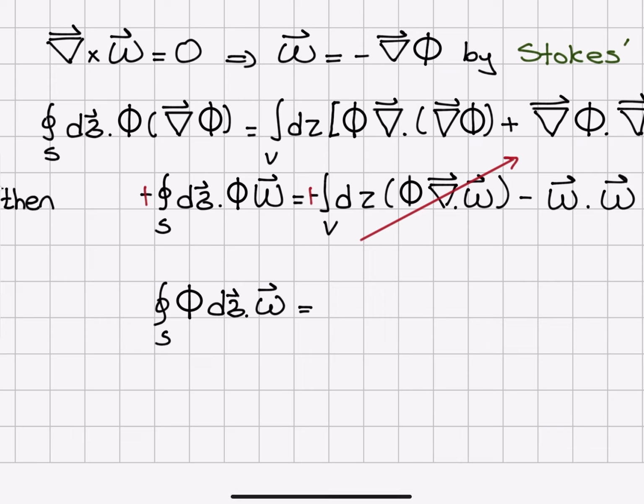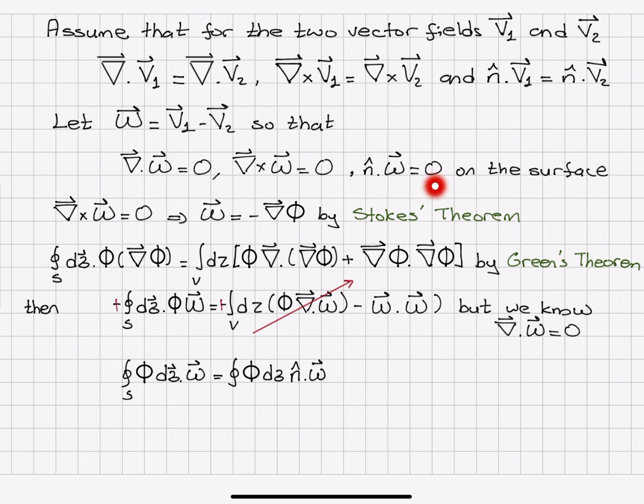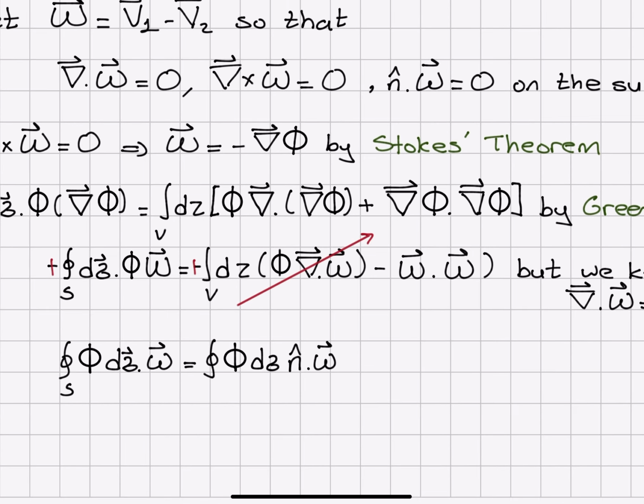This is equal to phi d sigma n hat dot w, because we know that n hat dot w was 0, so this part of the integral is also 0. Therefore, this part is equal to phi d sigma n hat dot w integrated over the surface S, and because n hat dot w is 0, the left hand side is 0.